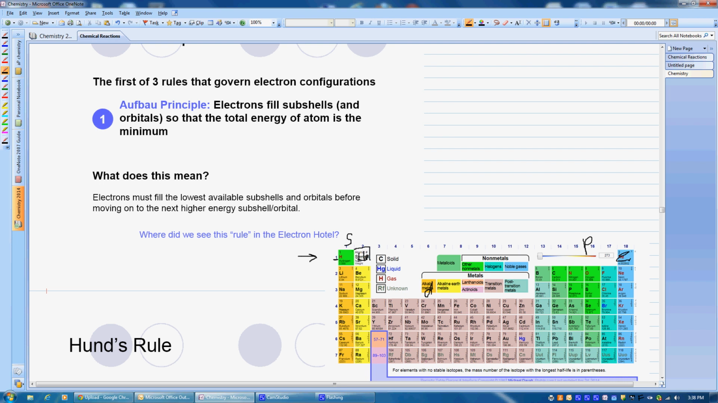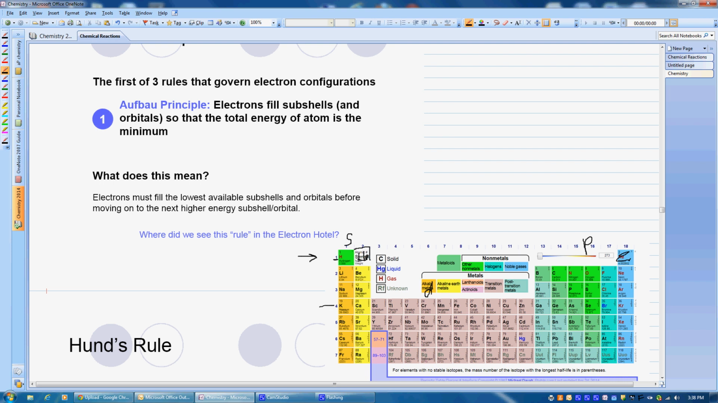So our first rule here, the Aufbau principle, tells us that the electrons are going to fill their sublevels so the total energy is the minimum. So the lowest available subshell first, and then we move higher. So we have to fill 1s1 and then 1s2. Then we go down here to 2. We fill 2s1, 2s2. Then we move across to 2p1, 2p2, 3, 4, 5, 6. Then we would move to 3s2, then 3p1, 2, 3, 4, 5, 6, and then we're down to 4s.